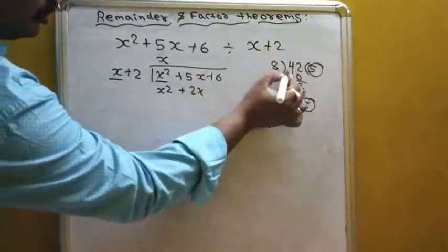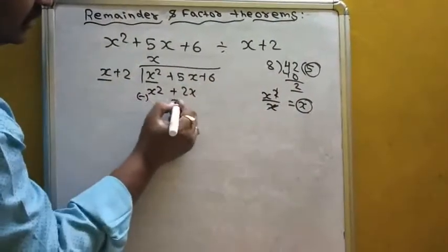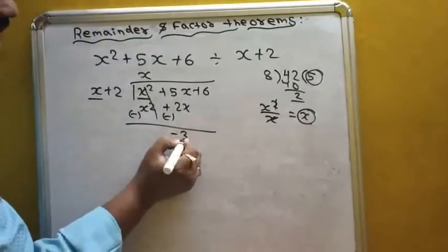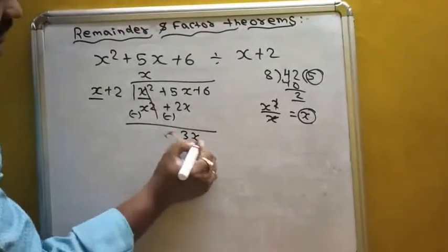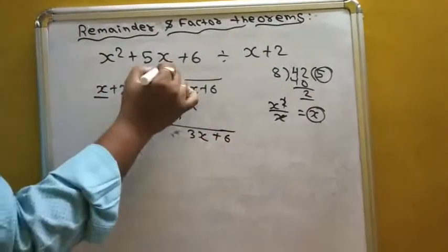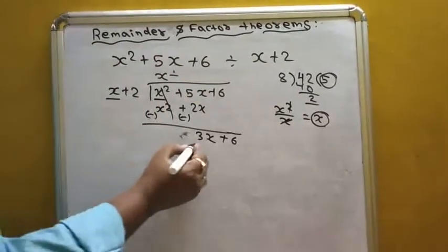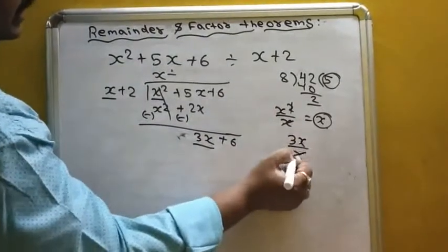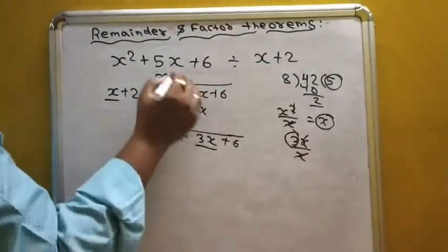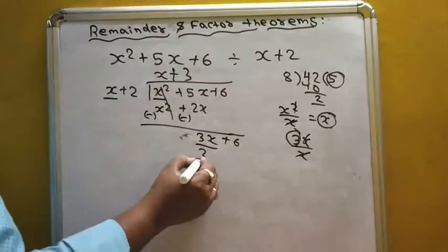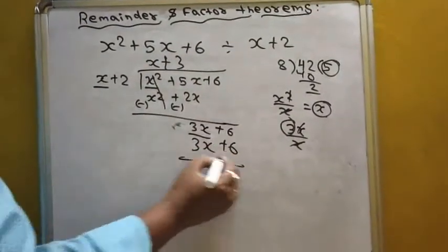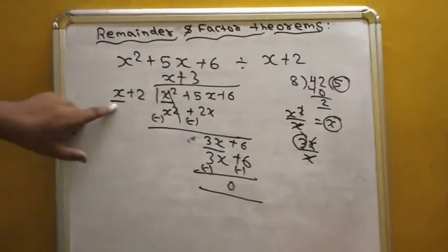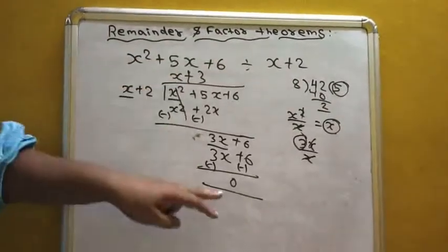So after that, what are you doing here? Subtraction. Here also you have to subtract. Okay, cancel each other. 5x minus 2x equal to how much? Plus 3x. Yes or no? Plus 3x plus 6. So next what do you have to do? This first term is 3x, this one is x, so 3x divided by x, x cancels. How much remains here? 3. So plus 3 I write. So 3x plus 6, minus, we are getting 0. So here the quotient is x plus 3 and the remainder is 0.